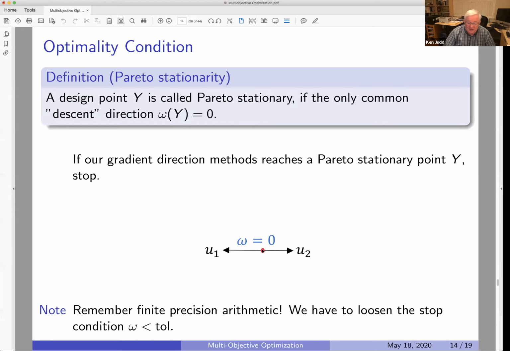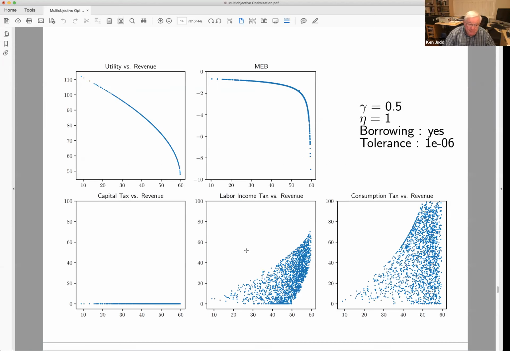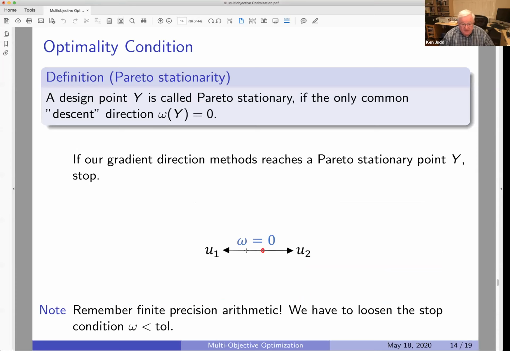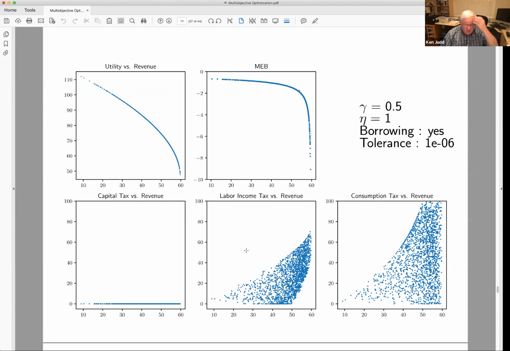And so basically, there's no way that you can improve both. Intuitively, it's obvious, because it says that any change that improves one criterion is going to make the other one worse. Now, Philip coded this up, and this is what he got for the Pareto frontier.